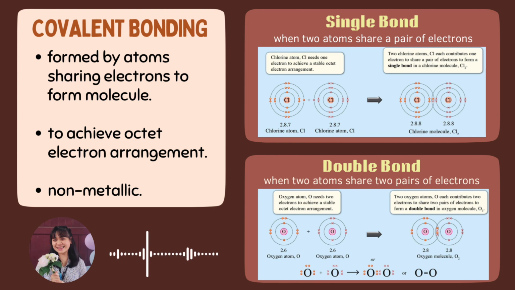Next example is the double bond, in which two atoms share two pairs of electrons. Oxygen atoms need two more electrons to fulfill the octet rule. So each oxygen atom shares two electrons in the outer shell to form an O2 molecule. There are two shared pairs of electrons in the middle where the shells overlap, which means that the oxygen molecule has two covalent bonds connecting each oxygen atom and is called a double bond.